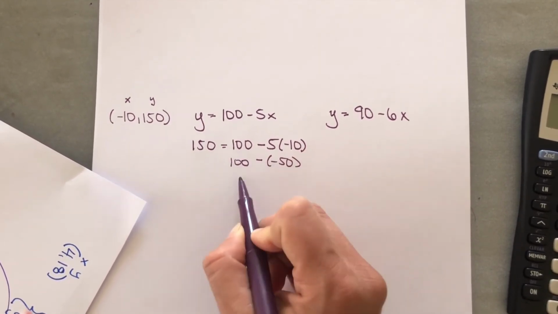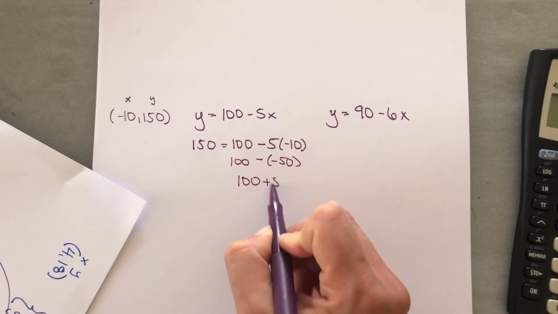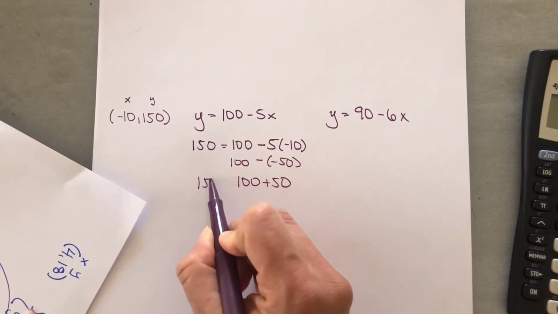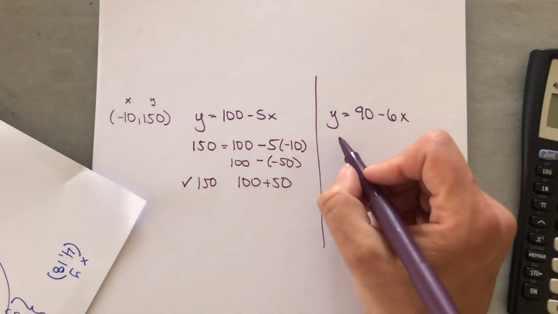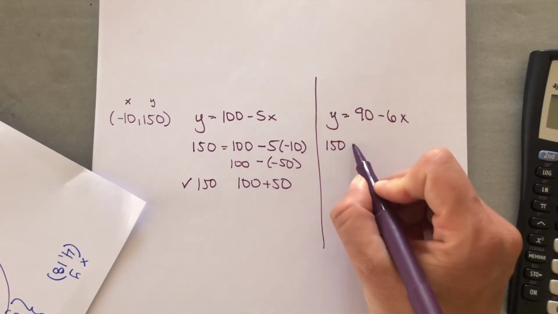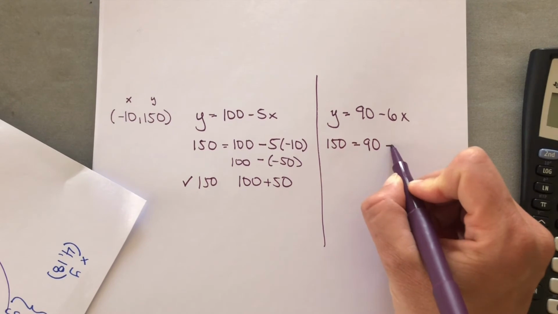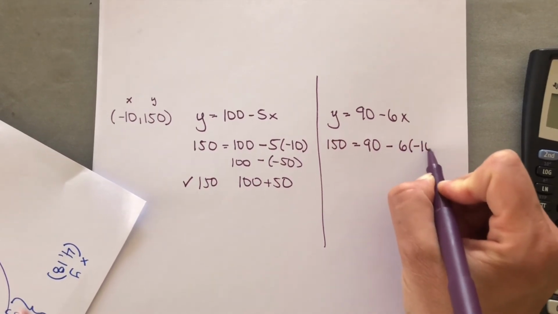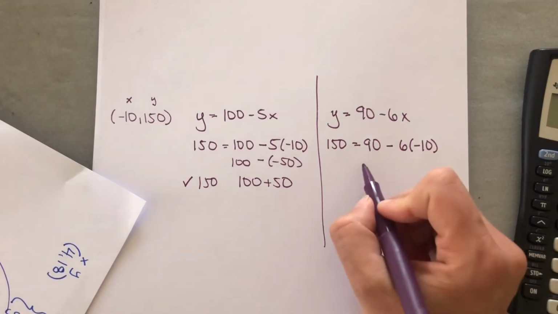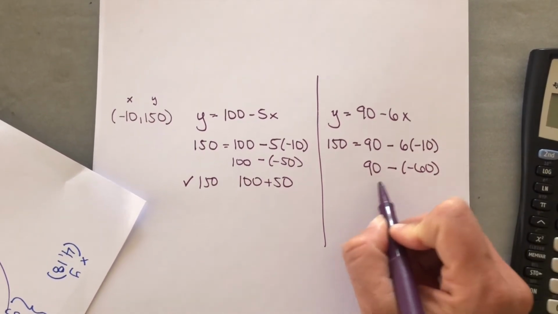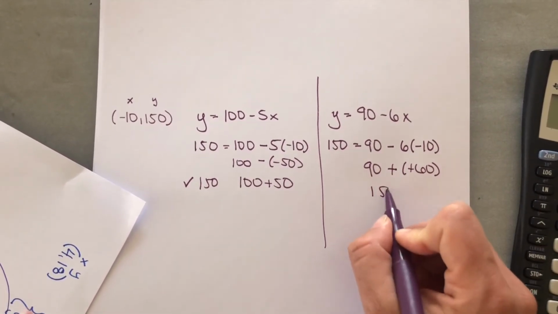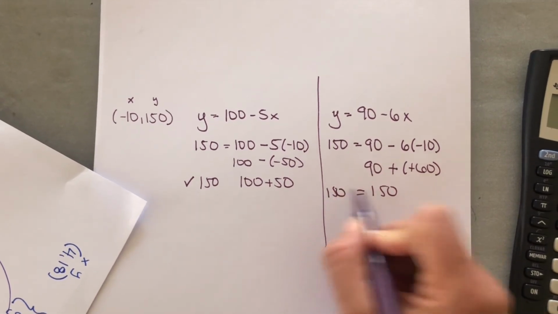So that's 100 minus -50. That's 100 plus 50. So that's true. So it is a solution to this equation. And then over here, is that equivalent? So that would be 90 minus -60, which is 90 plus 60. So it works for that one.